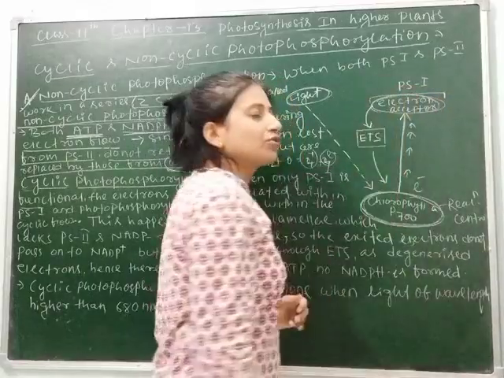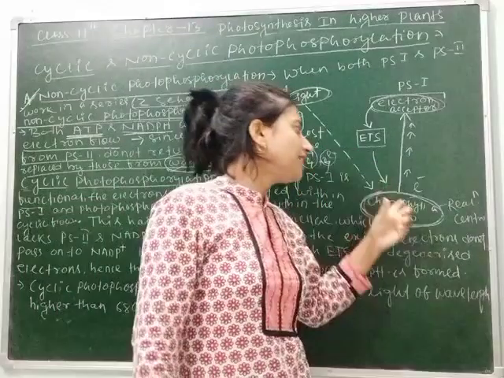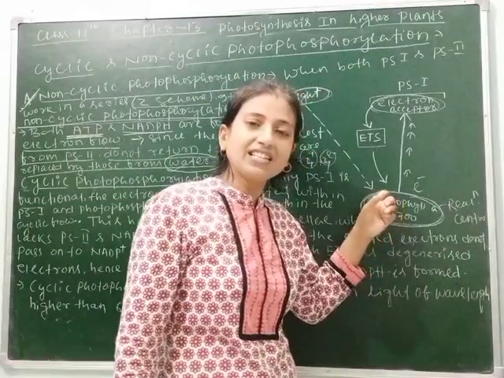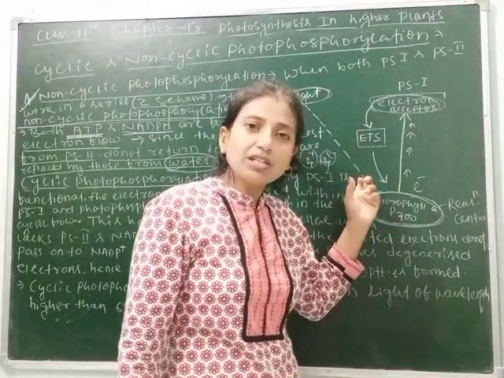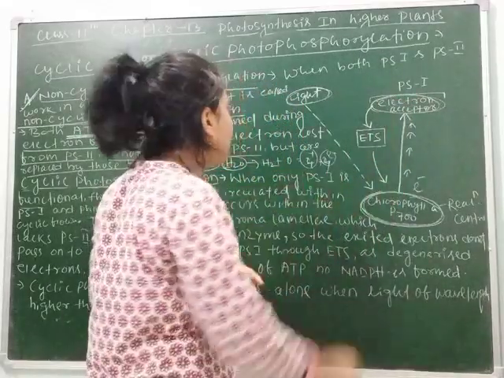Where? To the electron acceptor. Electron directly can be transported. So first the electron released from the reaction center after photolysis of water goes towards the electron acceptor. Again I am telling you.